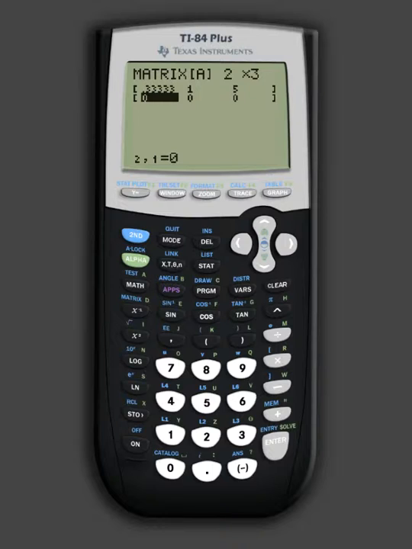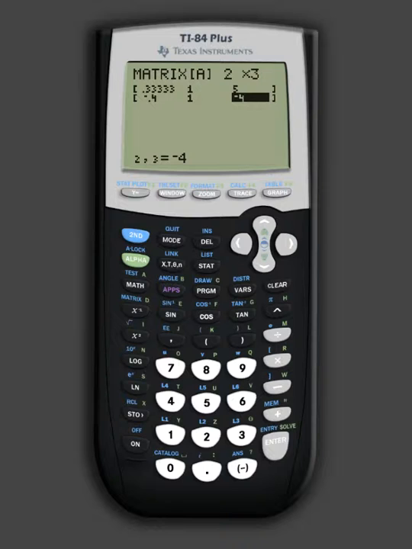And then I'm going to do the same thing. I have -2/5. So I'm going to press -2 divided by 5. Press enter. And then I'm going to press 1. Enter. And then it equals -4. -4. Enter. So there you have it.